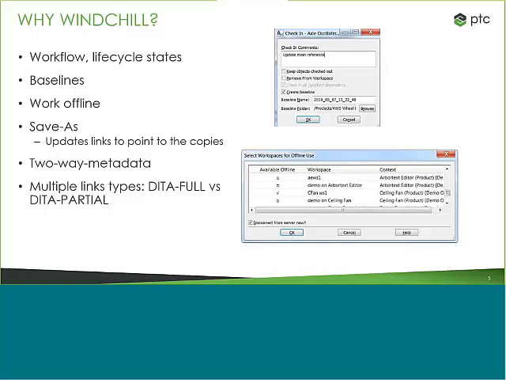And then the last item I have on this list, and this isn't necessarily an exhaustive list, but it covers some of the high points of what was added from Windchill, is the ability to have multiple link types. What's nice about this is that you're able to identify links that should not have referential integrity assigned to them. So we refer to it as data full versus data partial, although it doesn't necessarily have to be data documents that are using these link types.